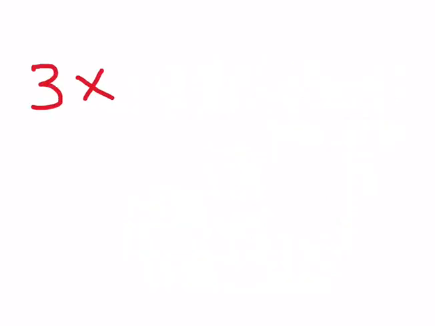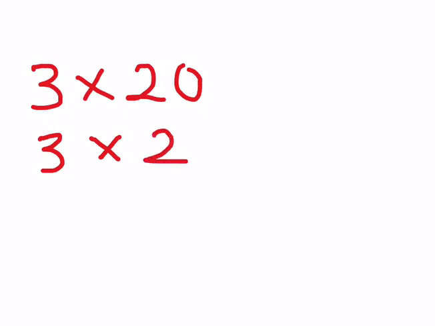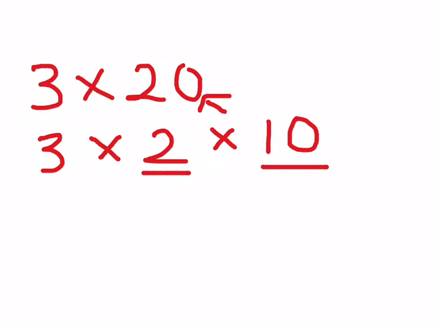3 times 20 again. Now, it's actually the same thing if we write it back again like this. 3 times 2 times 10. Can I write like that? Yes, I can. Right? It is the same thing because 2 times 10 will give me 20. So that is okay. So now, let's do it from left. Let's multiply from left to right.